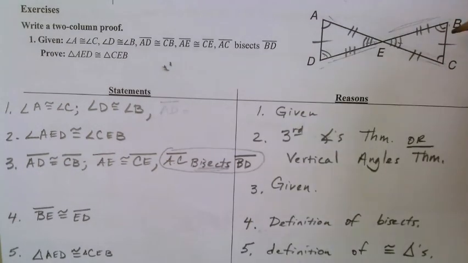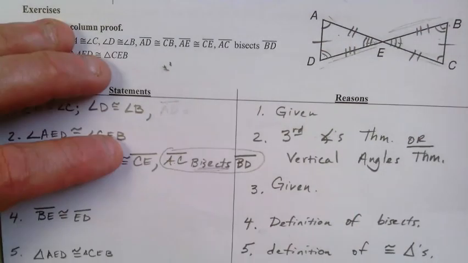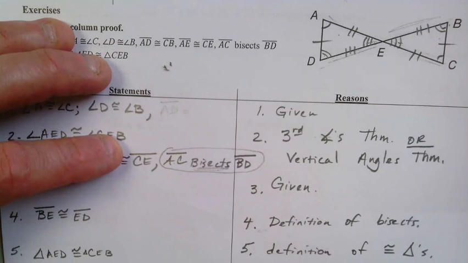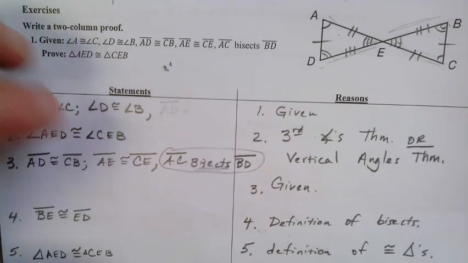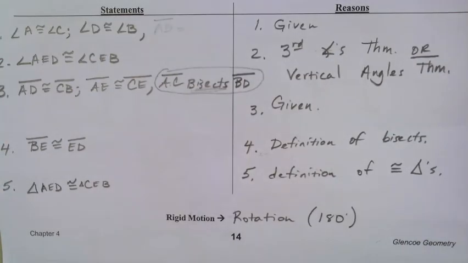Now, as I look at this, how can I map one of these triangles onto the other one? If I was to turn it, if I was to rotate it. So I'm going to say rotation. And if you want to be real specific, it looks like it's probably going to be 180 degrees. Okay, 180 degree rotation there for that rigid motion.